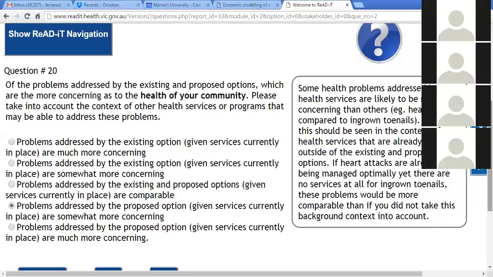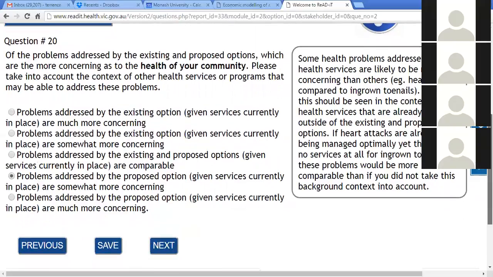Because in our fictitious example, we've got a reducing rate of smoking due to fantastic work by the Quick campaign, what I've said here in this response is that really the problems addressed by the proposed option, being the falls prevention service, are somewhat more concerning for our community's health overall because the number of people coming into the hospital with the acute exacerbation of COPD is decreasing. So I've gone with that option.